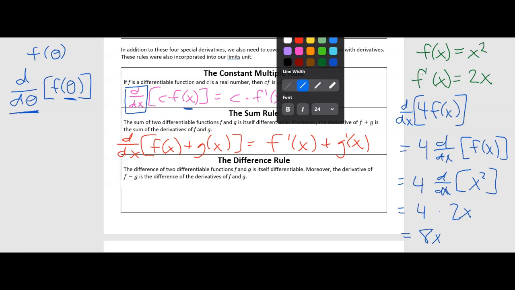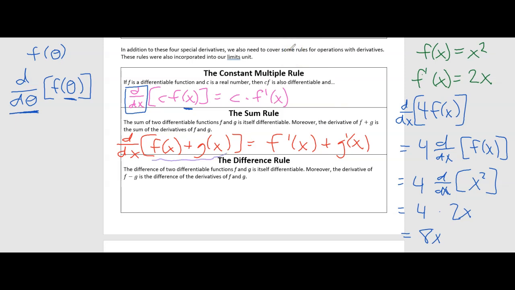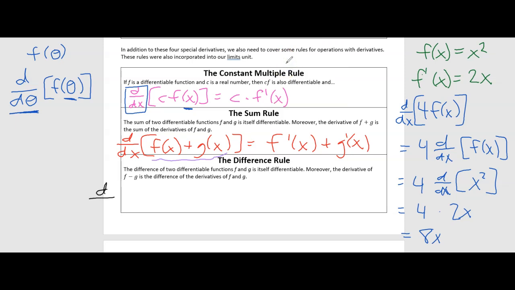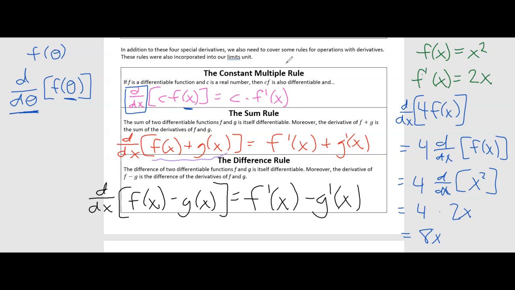So you can just take the derivatives of each individual function, then add them together at the end. You could combine the functions right away, right? But as we saw with limits, sometimes that's not very feasible. Sometimes it's much easier to take the limit, or in this case, the derivative of each individual function, then add the derivatives together. And finally, the difference rule. Let's just use black. So the derivative with respect to x of the difference of f of x and g of x, same idea applies, is equal to the difference of their individual derivatives. Okay, so pretty straightforward. Works the same way with limits.